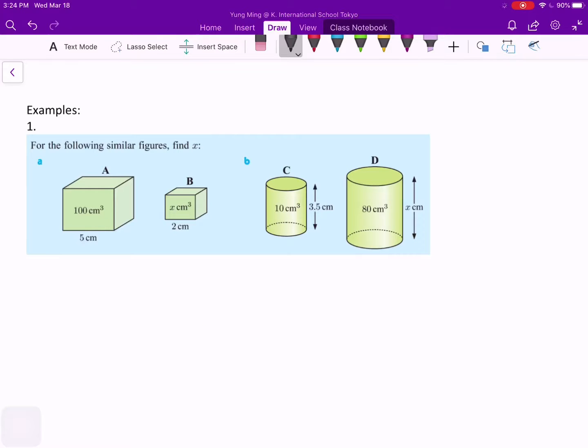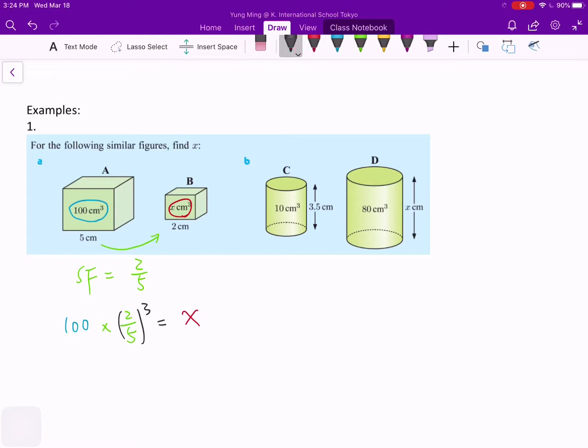So we're going to go over 2 examples today. Part A, we're going to find out the volume. First of all, from 5 to 2, our scale factor is equal to 2 over 5. We'll keep that in mind. That basically means if you want to go from this 100 to this x, we need to multiply by 2 over 5 to the power of 3, because we're talking about volume now. And that gives us x.